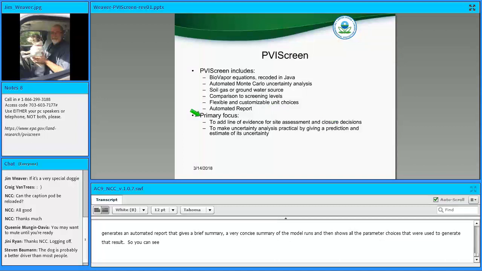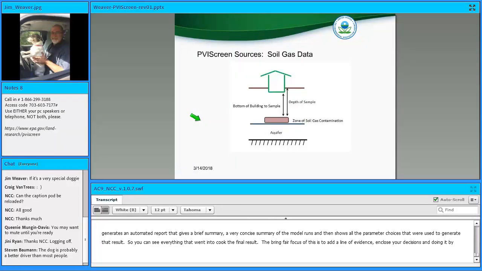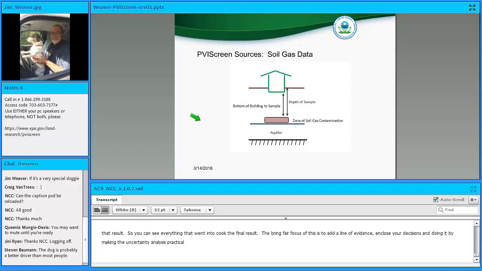And so as I've been trying to emphasize, the primary focus of this is to add a line of evidence for site assessment and closure decisions, and we're doing it by making the uncertainty analysis practical. Sometimes I say that we can make more certain decisions by incorporating uncertainty in our decision making.